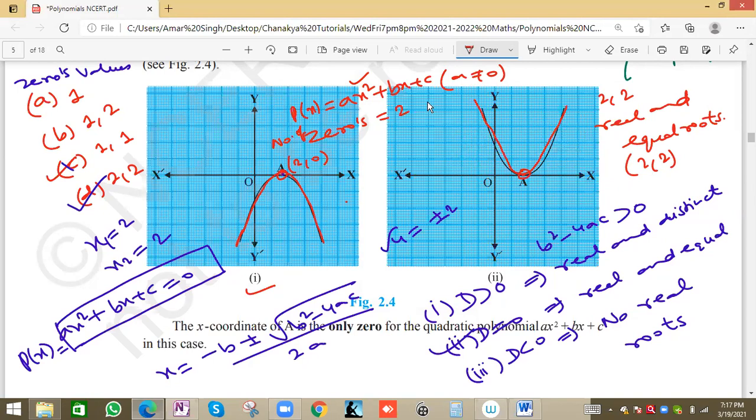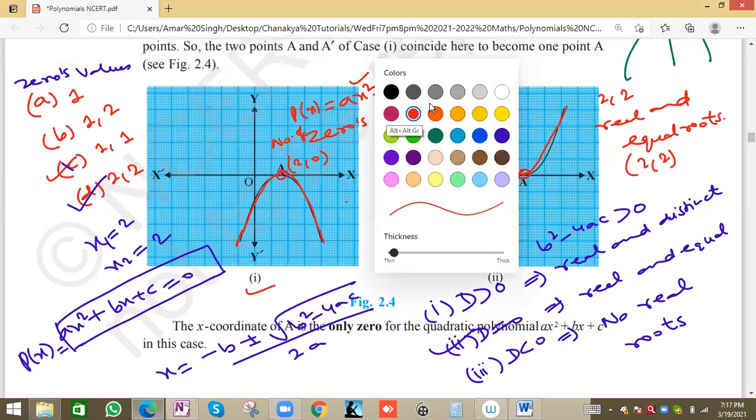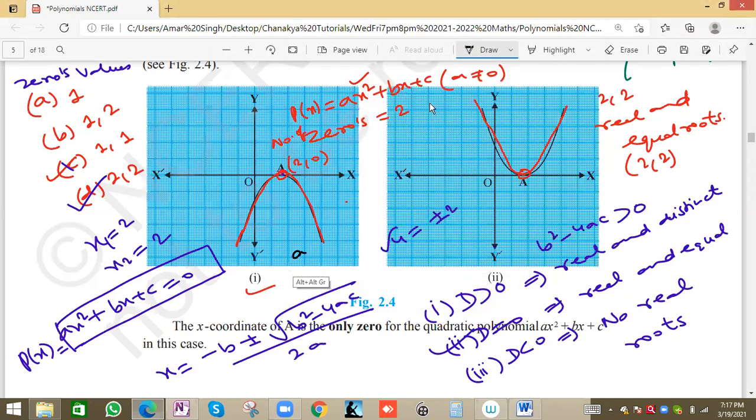So what value explains or says about the nature of going upward or downward? The value of a. For ax square plus bx plus c, the basic equation for a polynomial of degree 2, for this graph a will be less than 0, correct? And for this graph, a is greater than 0. So a is less than 0 and a will be greater than 0. We got it.